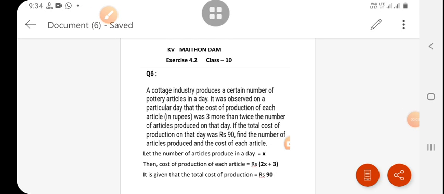Today I am going to discuss question number 6 of exercise 4.2, class 10. First, I read the question.